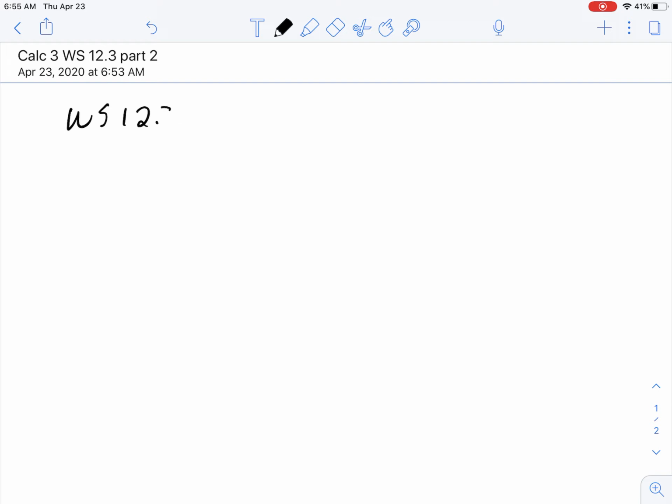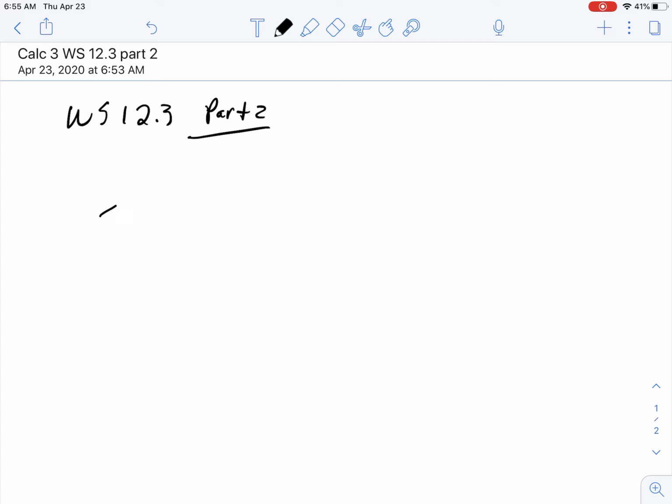All right, so this is again for worksheet 12.3. We'll call this part 2. So basically, it's nothing new, just review material. Give you another example of everything, and talk about how all this works. So first off, let's look at lines intersecting in space here.